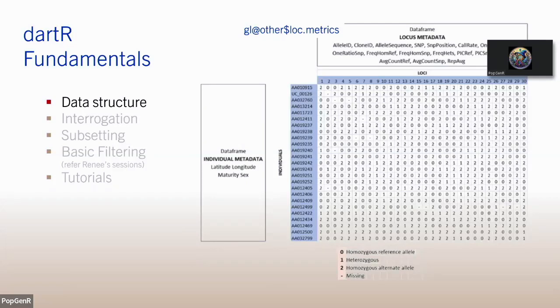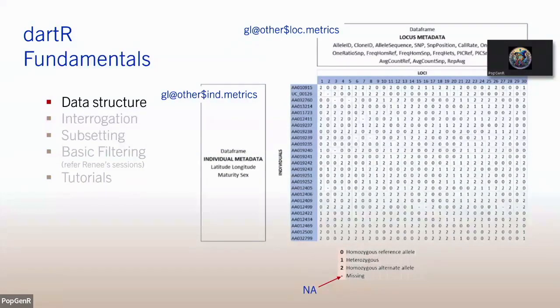And the same with the individual metadata. You can pull out the latitude and longitude, again by using GL at other ind metrics instead of loc metrics, and you can pull out all of your ind metrics and then use them in your R programming when you're doing your analyses. You can just draw upon these things. Okay, so that's pretty important to know, that that's the way it's structured in the genlight object.